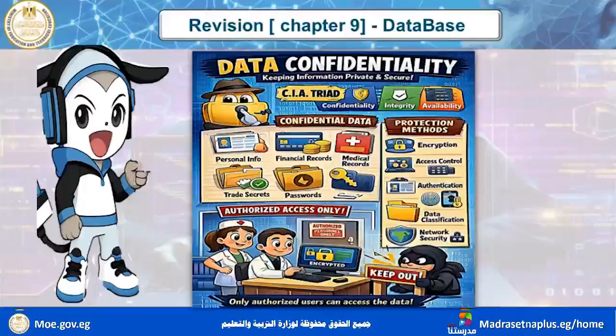And the third method is authentication, how to check and make sure that you are the user who is authorized to access data. So we have to keep confidential data secured, like personal information, financial records, medical records, trade secrets, passwords. All these are confidential data.